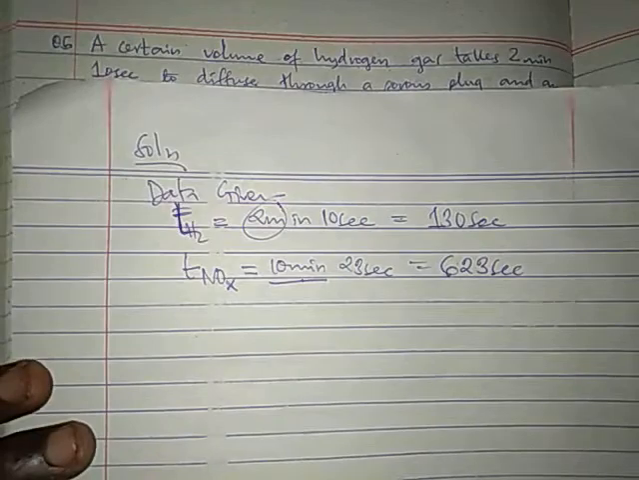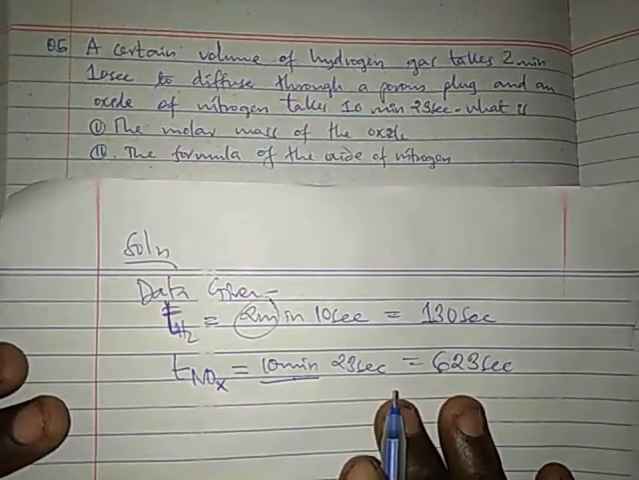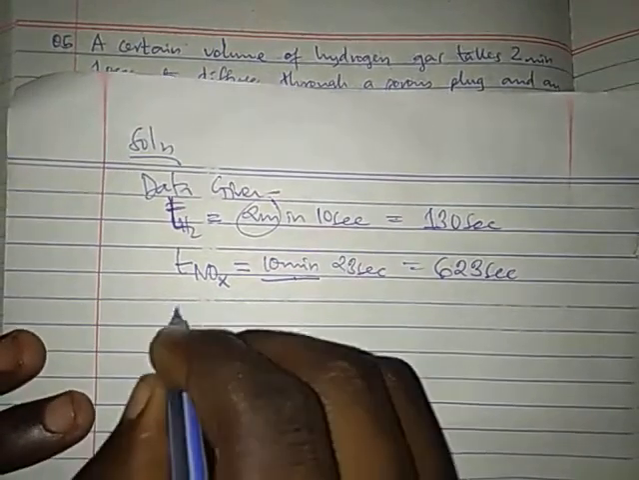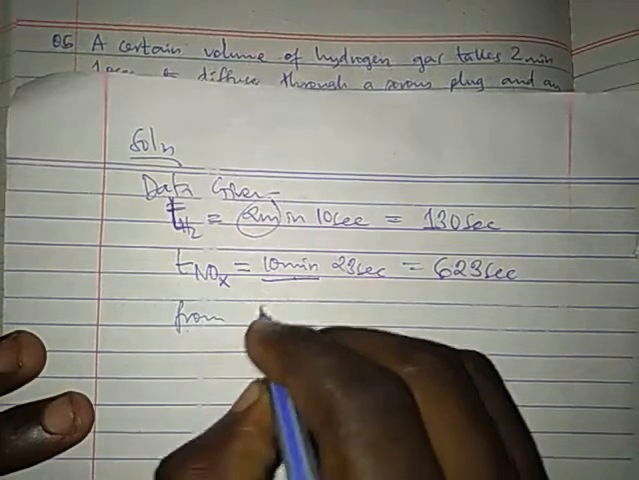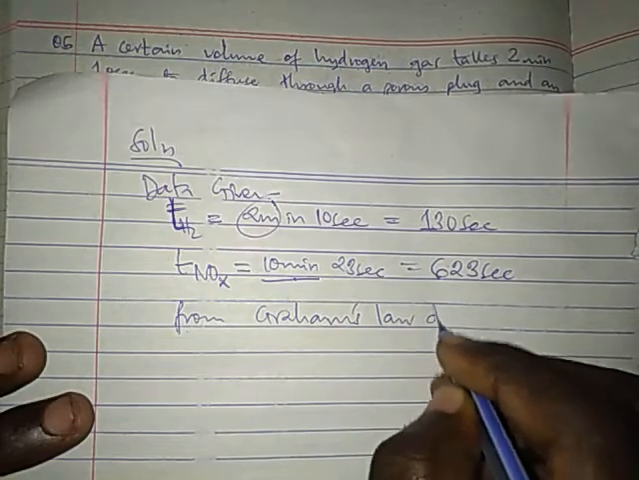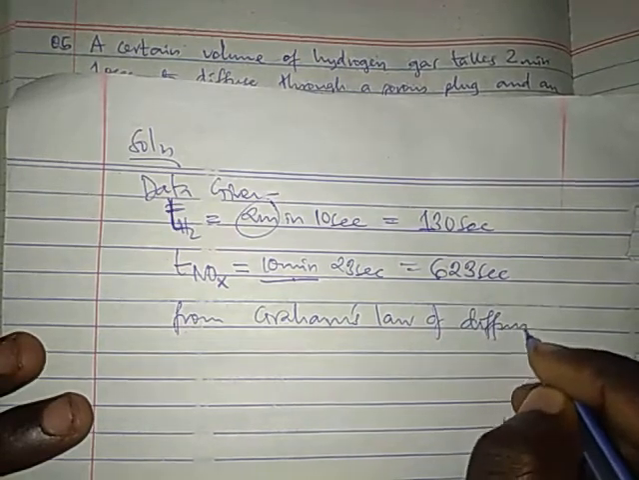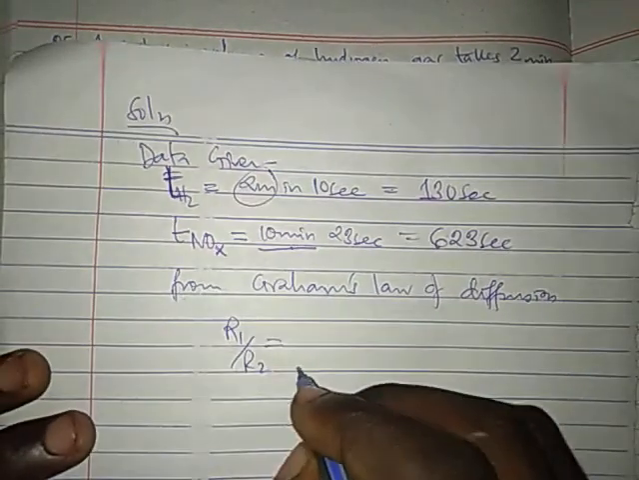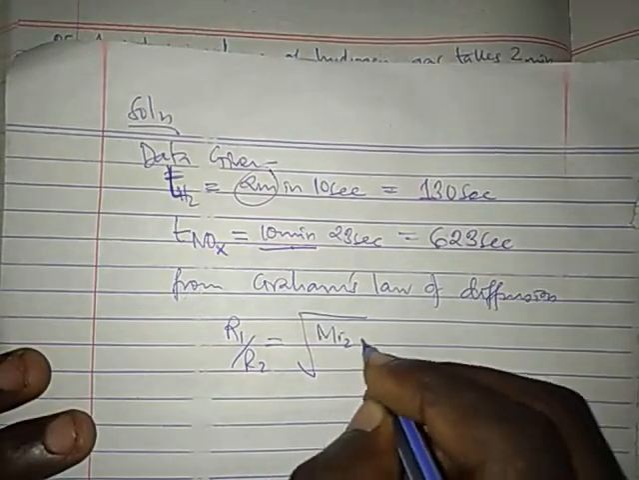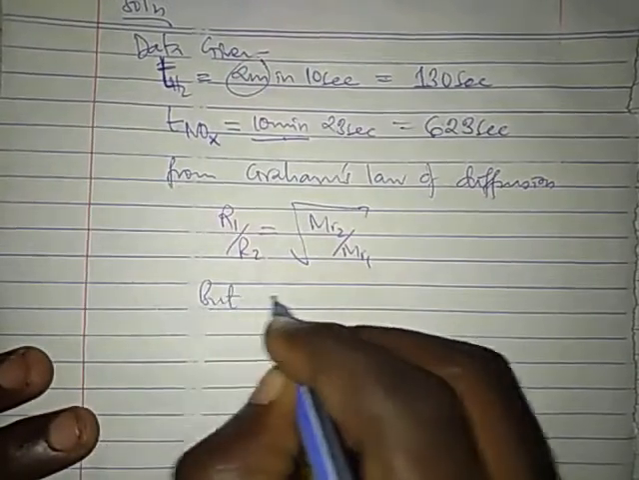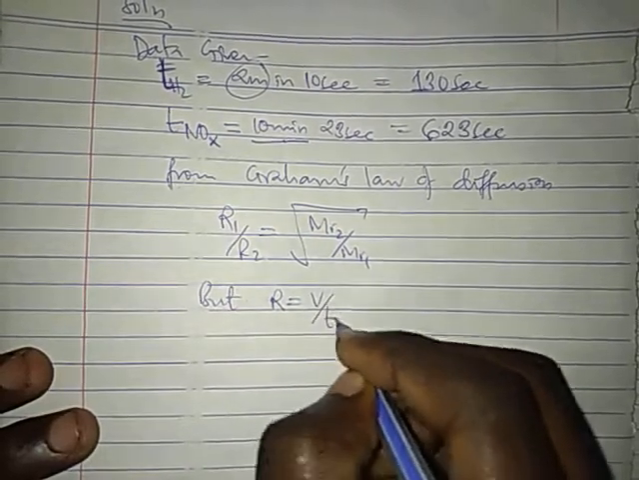Kwa hiyo volume hapo maana yake zinafanana, sababu amesema a certain volume of hydrogen. Kwa hapo unachoenda kufanya ni kwamba unasema from Graham's law of diffusion: rate 1 divided by rate 2 is equal to square root of molar mass 2 divided by molar mass 1. Kwa sababu hapo amekuuliza utafute nini? Molar mass. Kama ungekuuliza density ungetumia density. But rate kwenye kesi yetu ni volume divided by time.